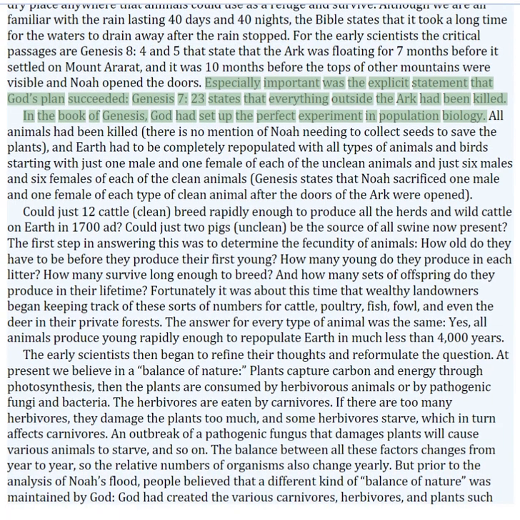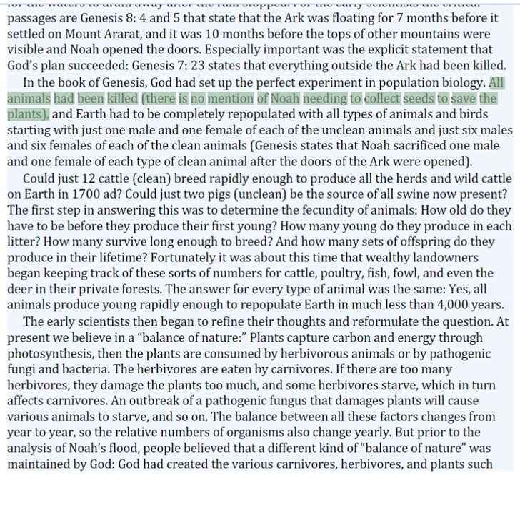Especially important was the explicit statement that God's plan succeeded. Genesis 7, verse 23, states that everything outside the ark had been killed. In the book of Genesis, God had set up the perfect experiment in population biology. All animals had been killed.